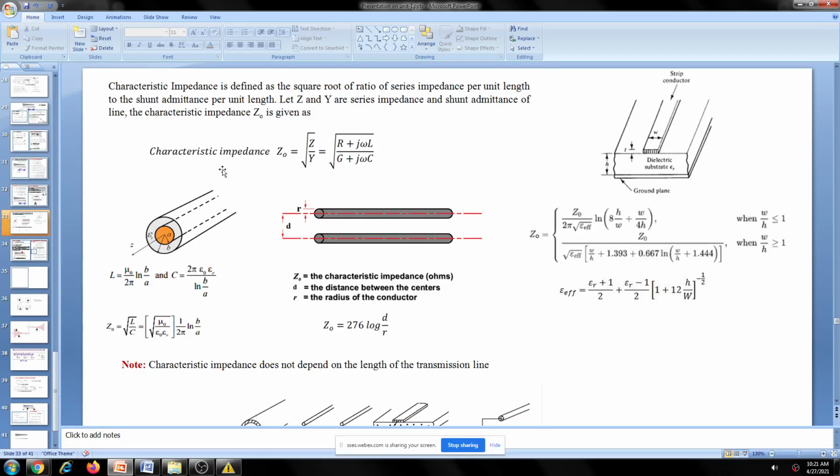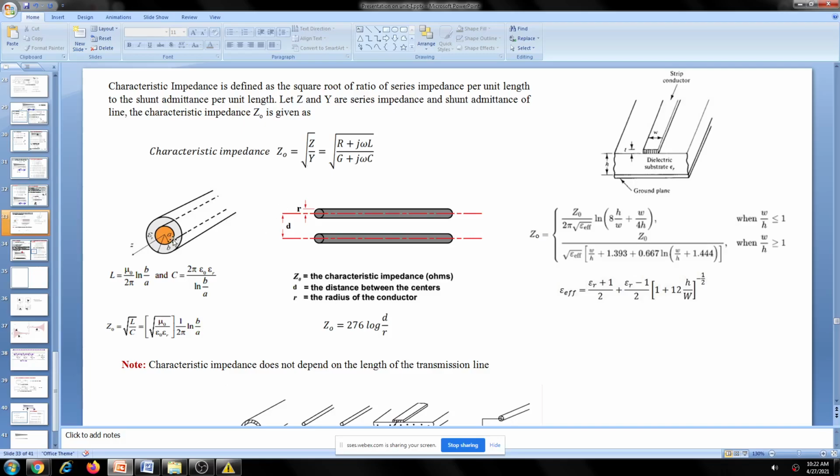The characteristic impedance is also defined as the square root of the ratio of the series impedance per unit length to the shunt admittance per unit length of a transmission line. It is given by the square root of Z by Y. Z is the series impedance of the transmission line, and Y is the shunt admittance of the transmission line.